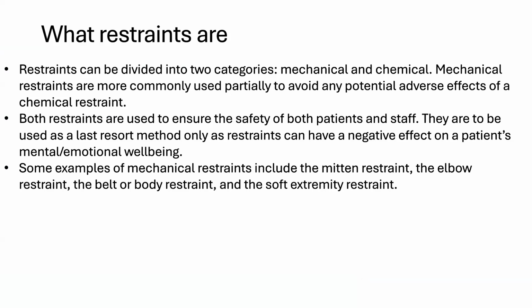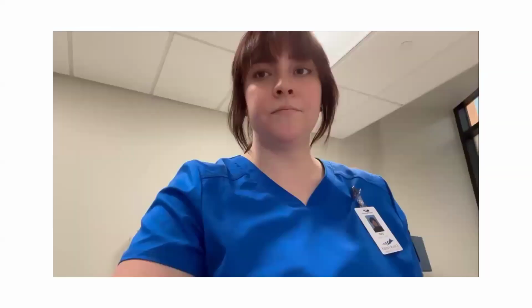mental or emotional well-being. Some various examples of mechanical restraints include the mitten restraint, the elbow restraint, the belt or body restraint, and the soft extremity restraint. In this video, Carly will talk about the various types of restraints.